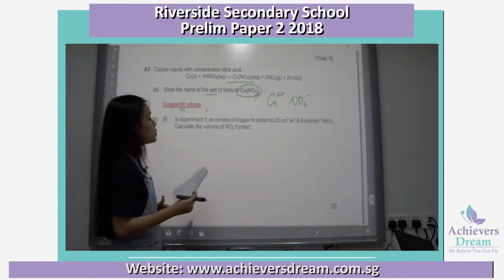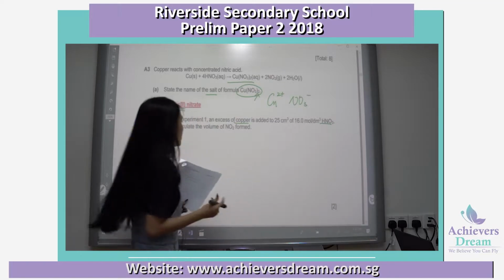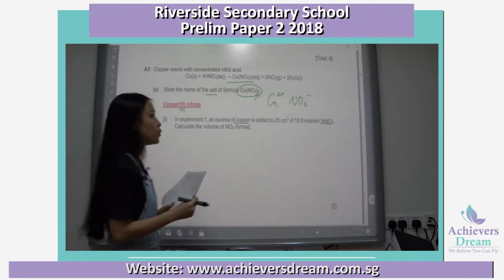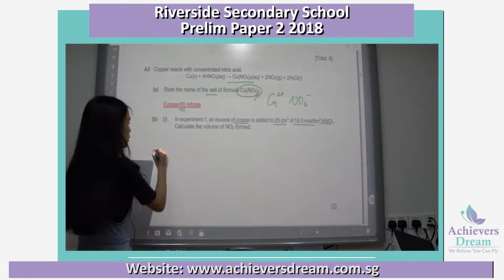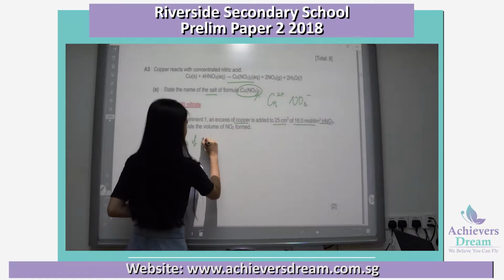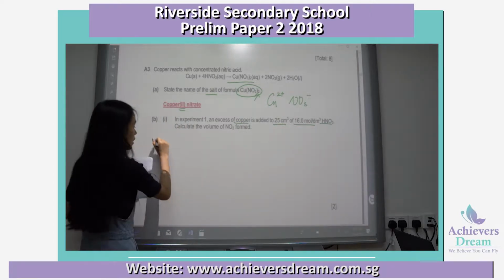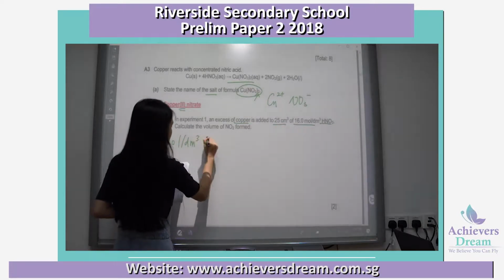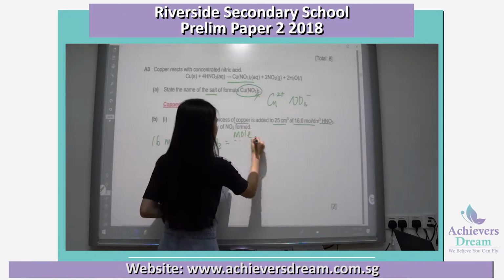In experiment 1, an excess of copper is added to our nitric acid. Calculate the volume of nitrogen dioxide that is being formed. Now, with the concentration here and the volume, what can we first find? We can find the number of moles of nitric acid. So how do we find the number of moles for nitric acid? 16 mol/dm3 of HNO3 is equal to what? Moles over volume.